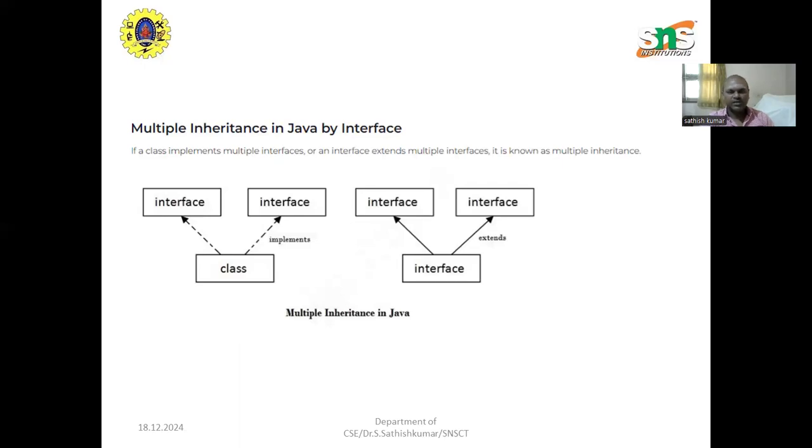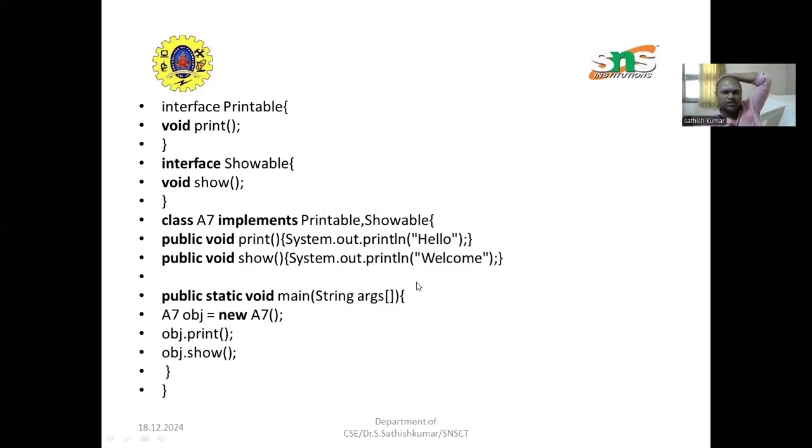So why multiple inheritance in Java? See this: if a class implements multiple interfaces, or an interface extends multiple interfaces, this is known as multiple inheritance. An interface can extend multiple interfaces. It is known as multiple inheritance in Java. So here is interface Printable, void print, and interface Showable, void show.